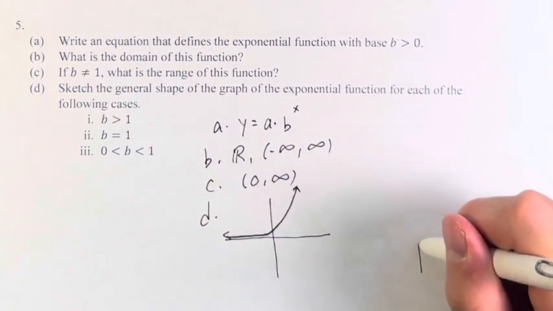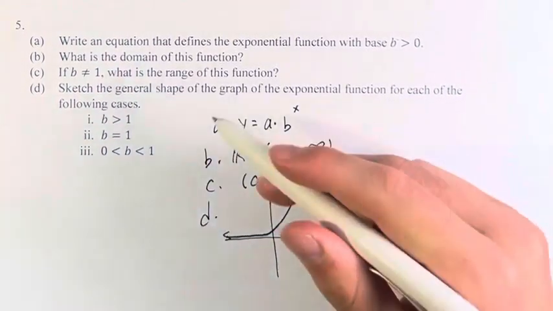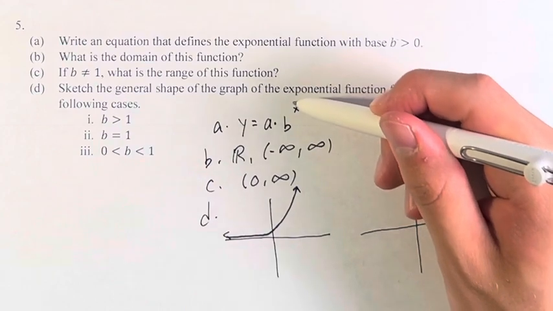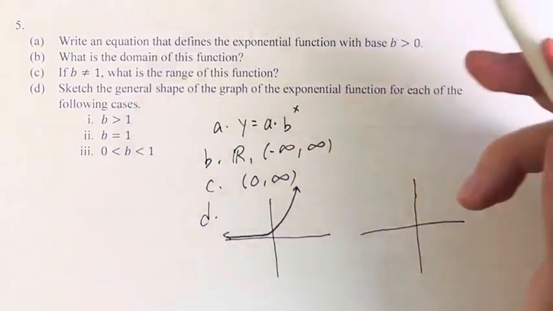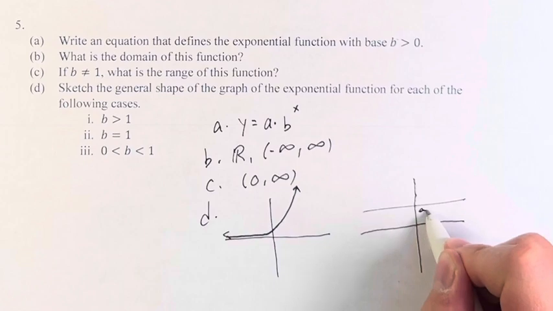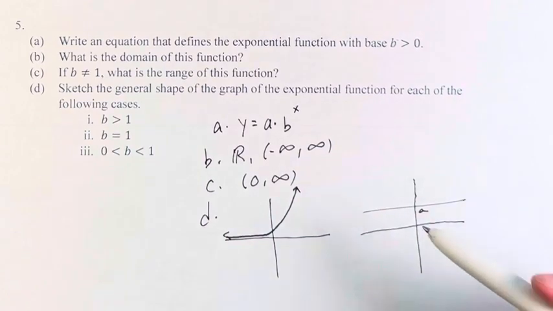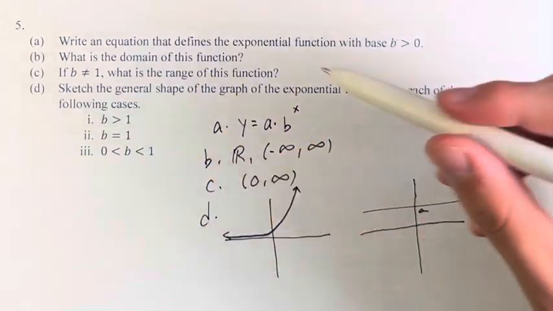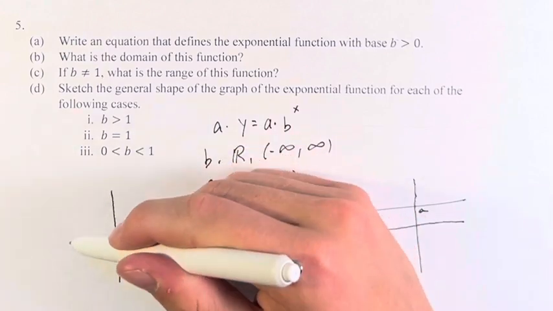For b equal to 1, this is a times 1 to the x. 1 to any power is 1, so this is a times 1. This is just y equals a, just a horizontal line at that value. And let's draw this one over here.